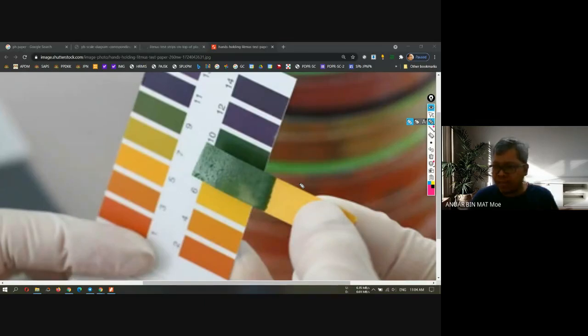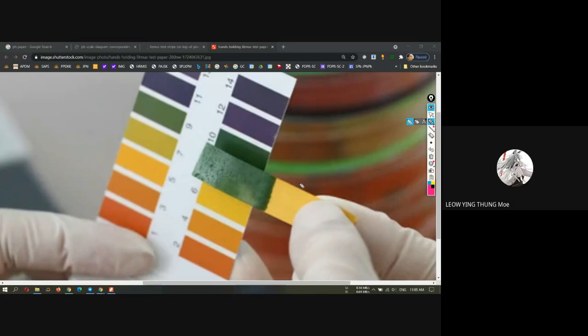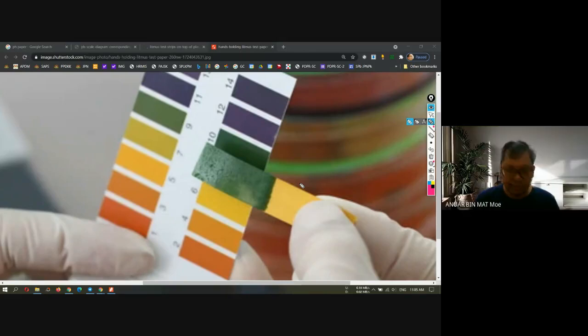9 or 10, is it acidic or alkali according to the chart here? According to the chart, is pH 10 acid or alkali? Alkali. Yes, very good. It is alkali. And then what is the value? The value is 10.